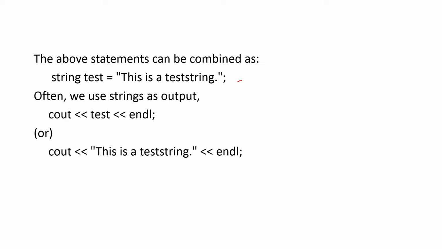Now suppose you want to print it, what you have to do is cout test. Or else you can do cout, this is a test string. Because in the previous slide we have seen that test is, this is a test string. So instead of test here, you can write directly, this is a test string.